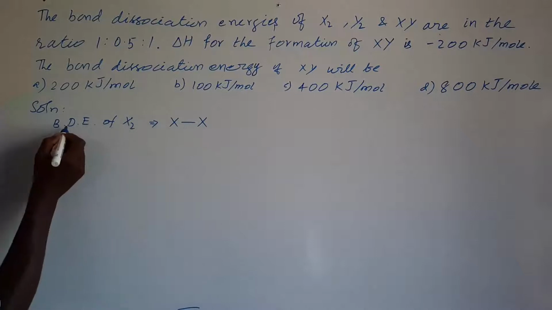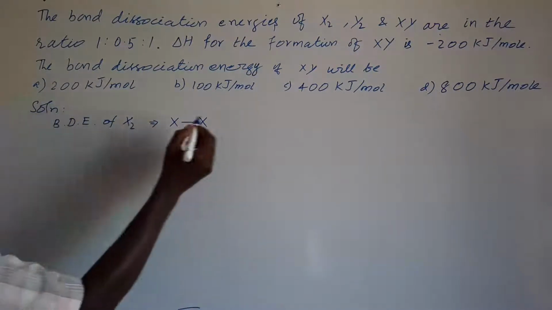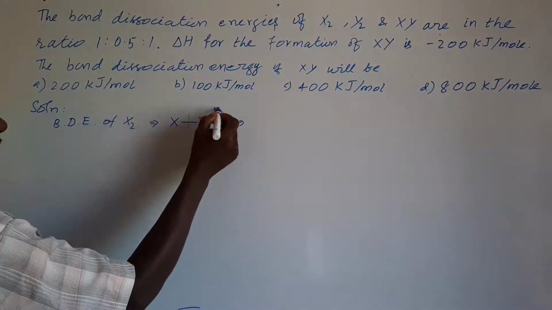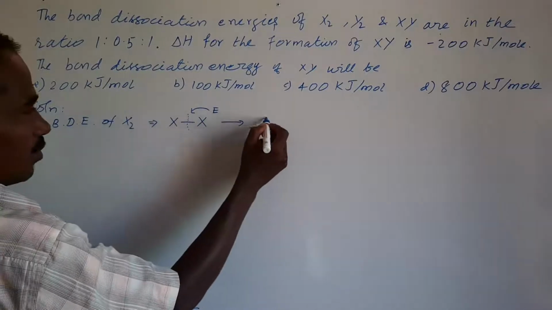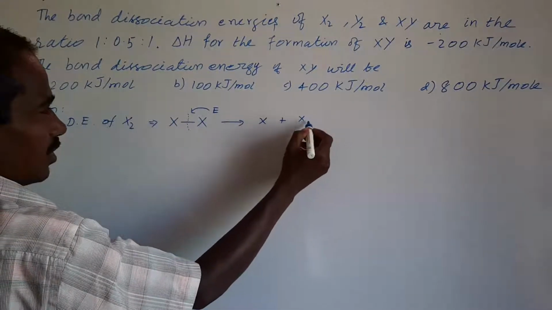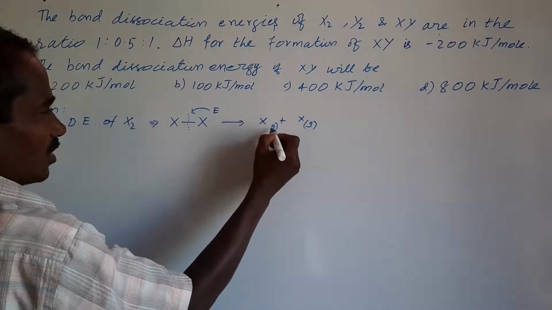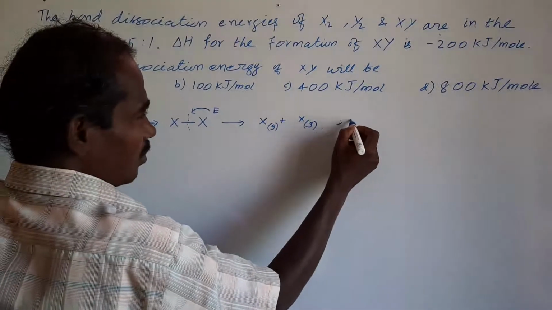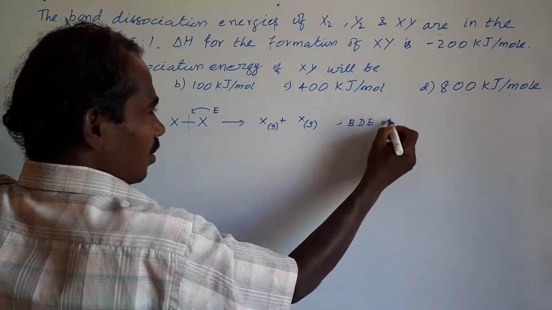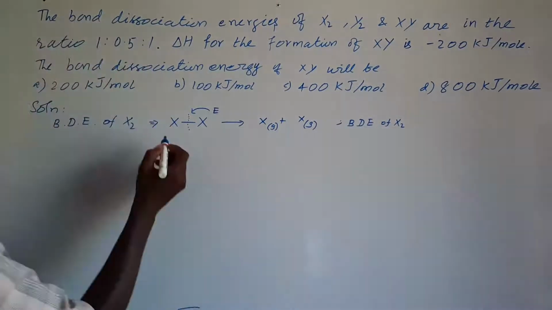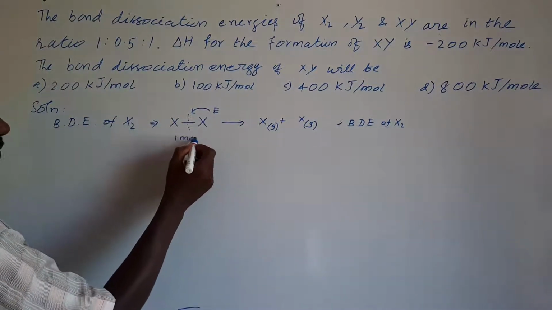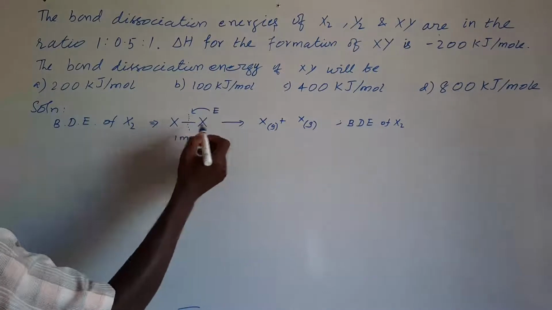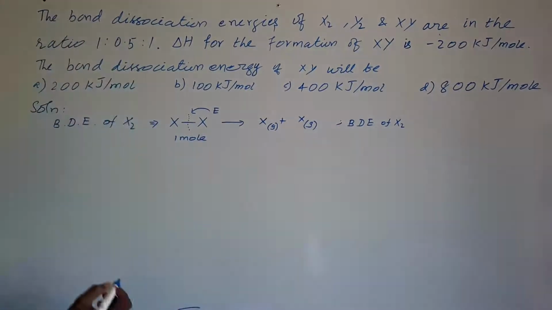Now this bond is dissociating. Dissociation in the sense this bond breaks, for which we have to supply energy. The bond breaks to give X atoms, which should be in gaseous state. To break this bond we are supplying energy. That energy is called bond dissociation energy of X2. Now this X2 we have to take 1 mole. We have to convert 1 mole into atoms, and the energy required for that is called bond dissociation energy of X2.